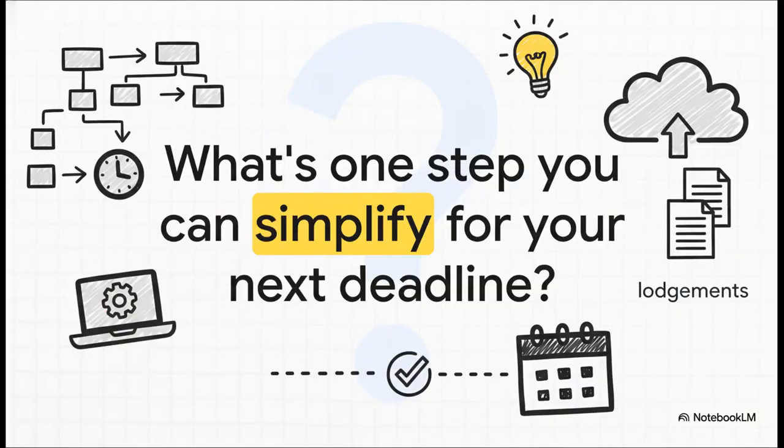And that pretty much brings us to the end. We've covered the what, the when, and the how of business tax lodgements. So I'll just leave you with this final thought. Looking at this whole process we've just laid out, what's the one step, just one, that you can simplify or automate right now to make your next tax deadline just a little bit easier?